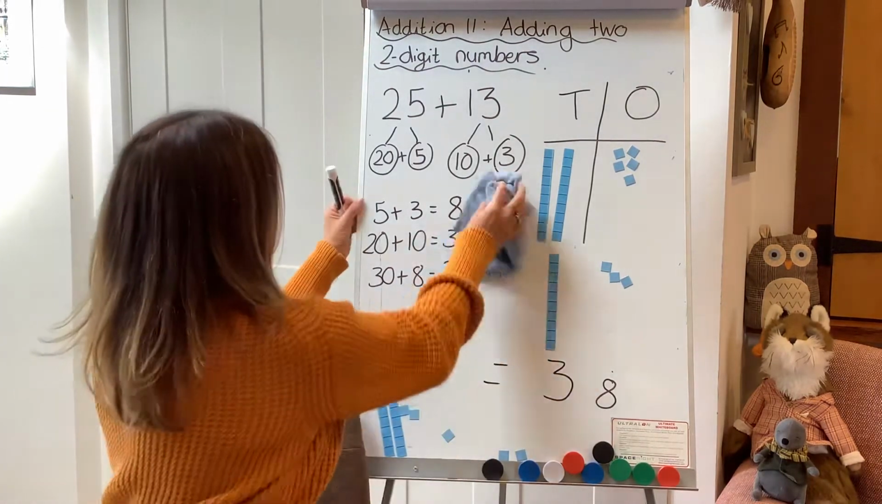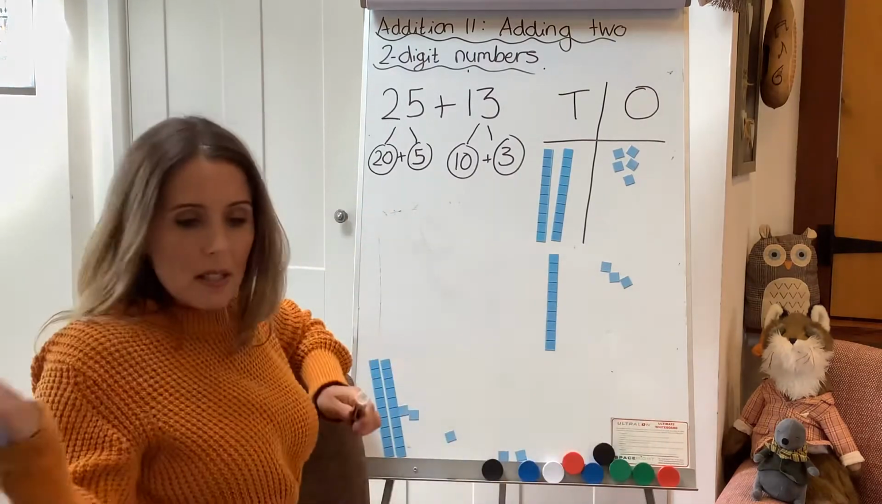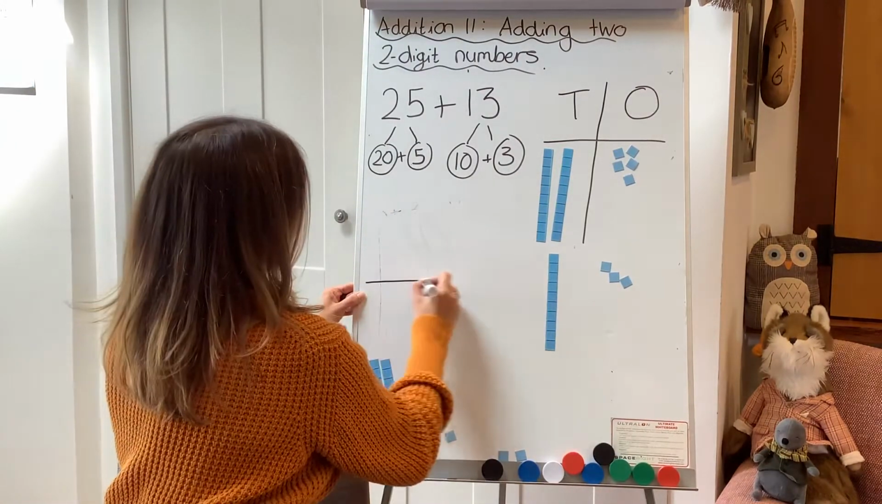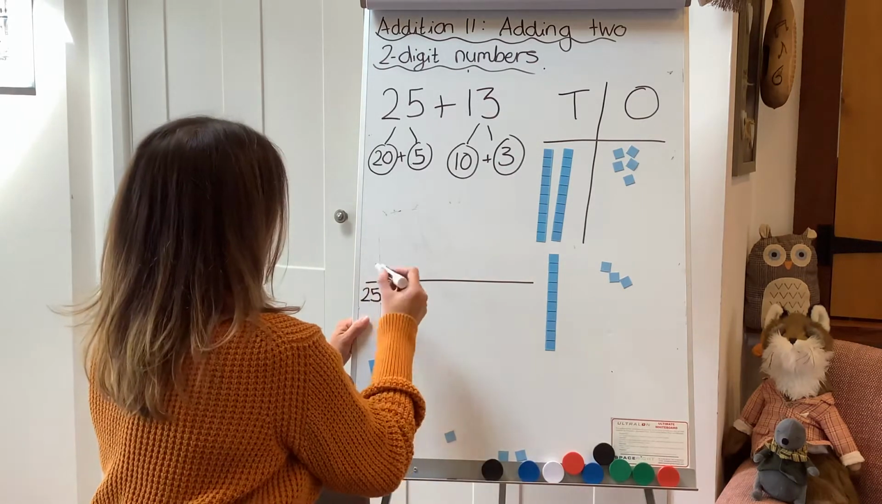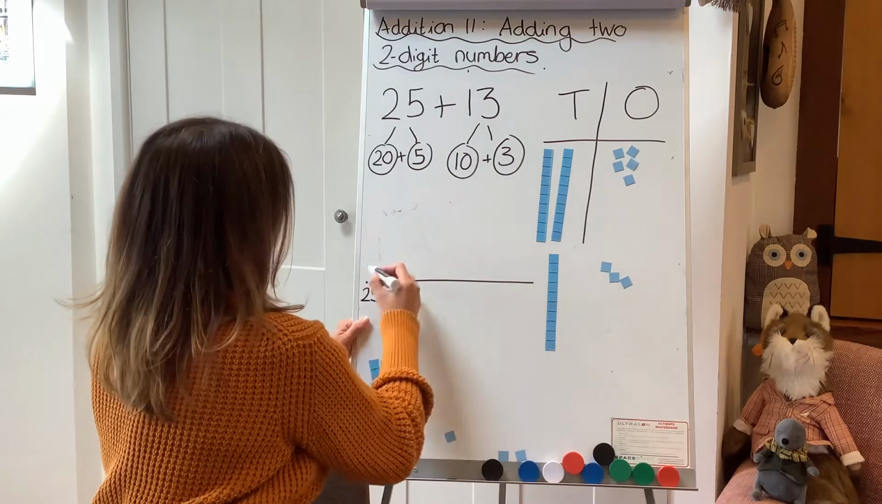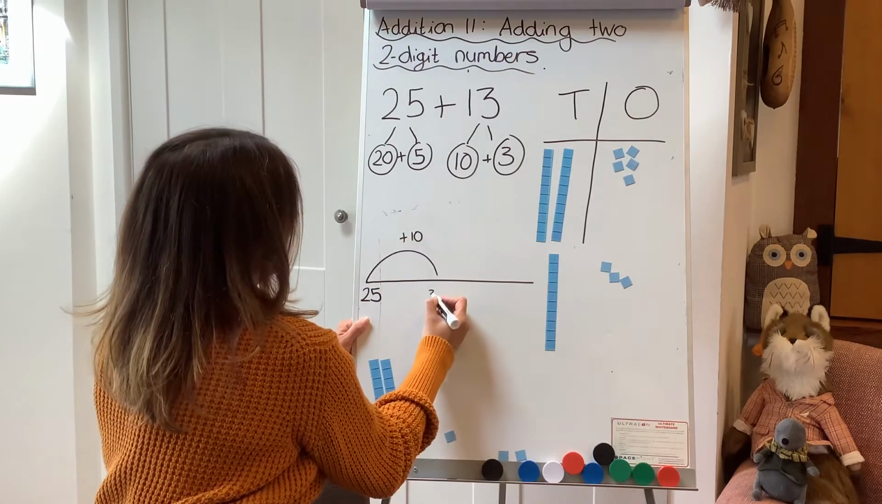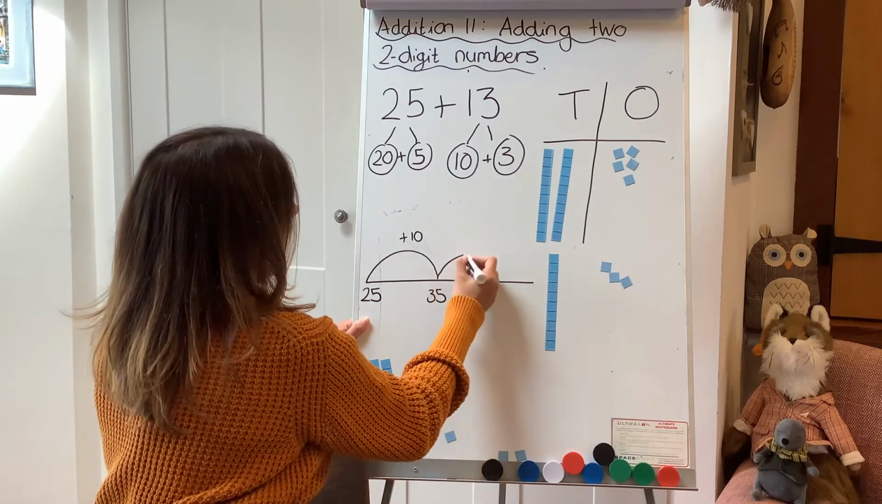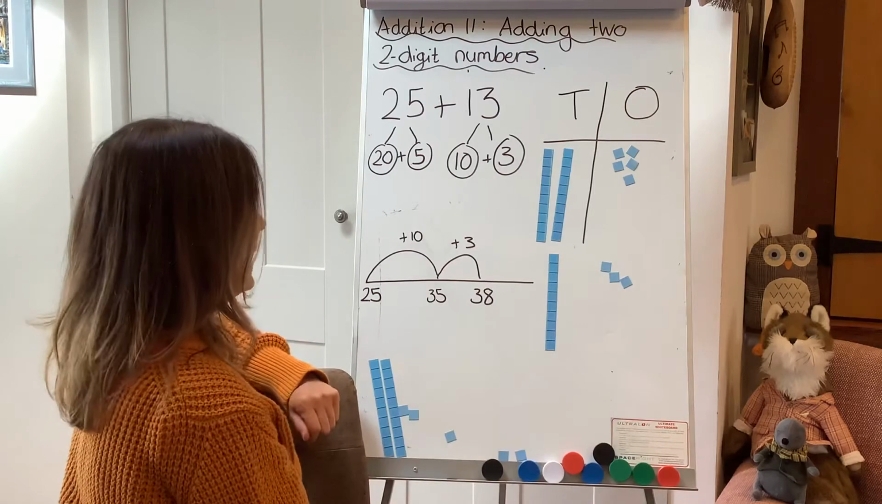We can also do this on a number line. We can start at 25 and we can add on the 13, so we can break that down into 10, which takes us to 35, and then we can add on 3 more, which takes us to 38.